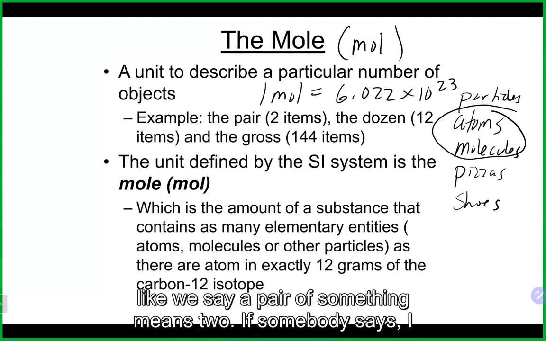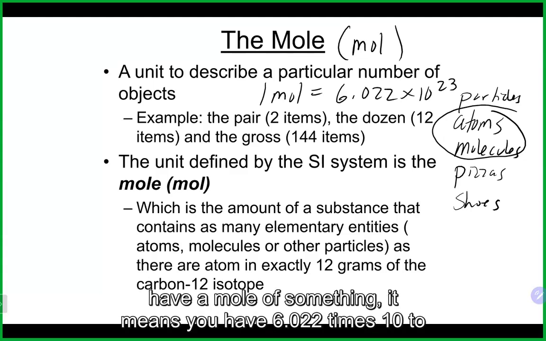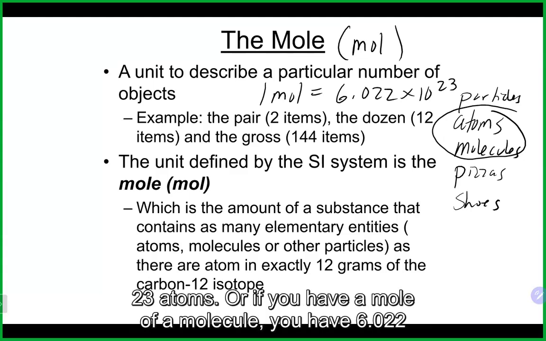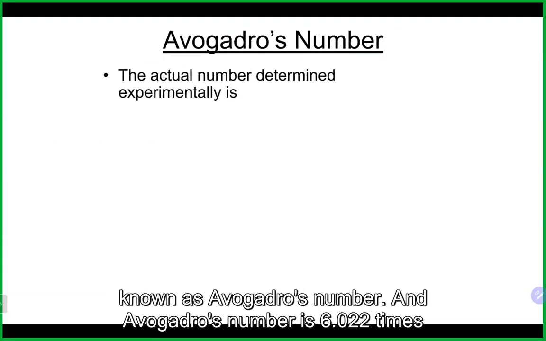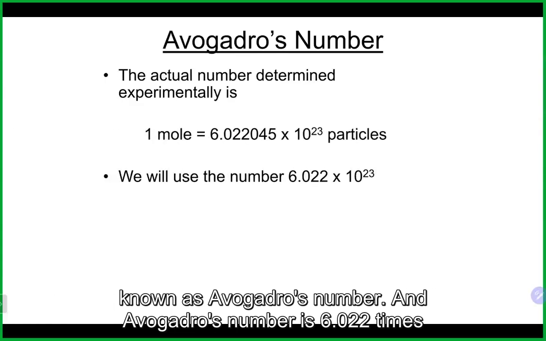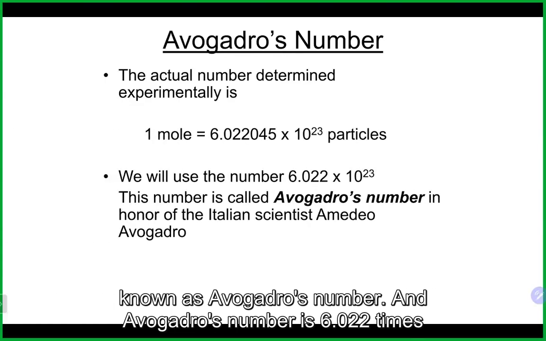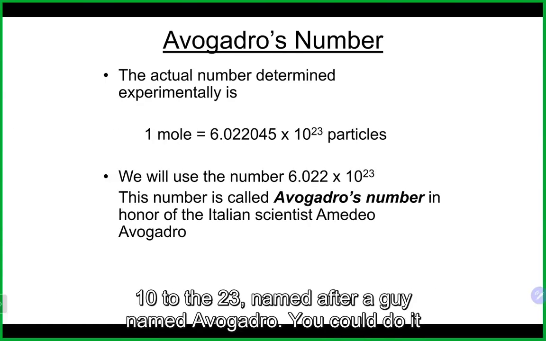So again, just like we say a pair of something means 2, if somebody says I have a mole of something, it means you have 6.022 times 10 to the 23 atoms. Or if you have a mole of a molecule, you have 6.022 times 10 to the 23 molecules of whatever it may be. That is what is known as Avogadro's number. And Avogadro's number is 6.022 times 10 to the 23, named after a guy named Avogadro.